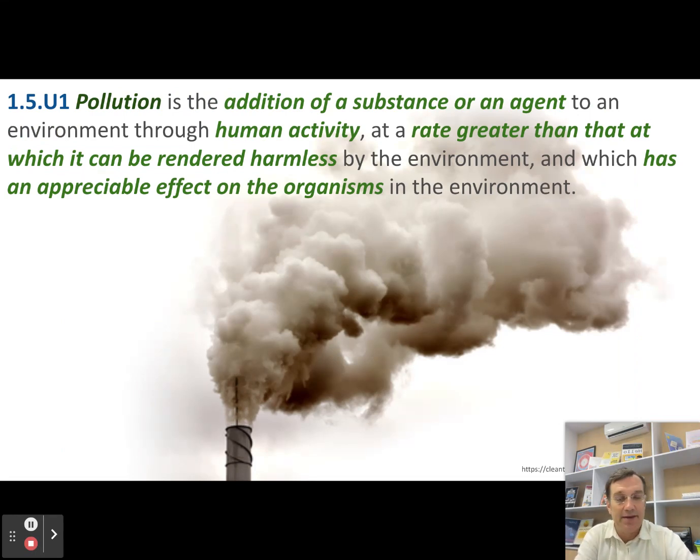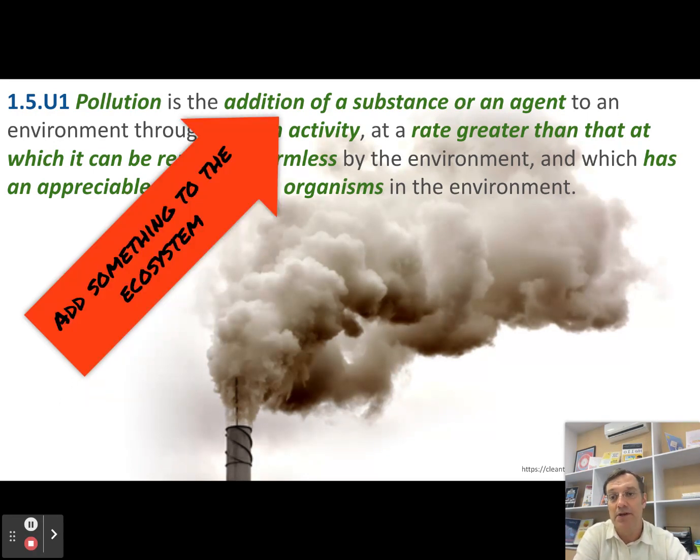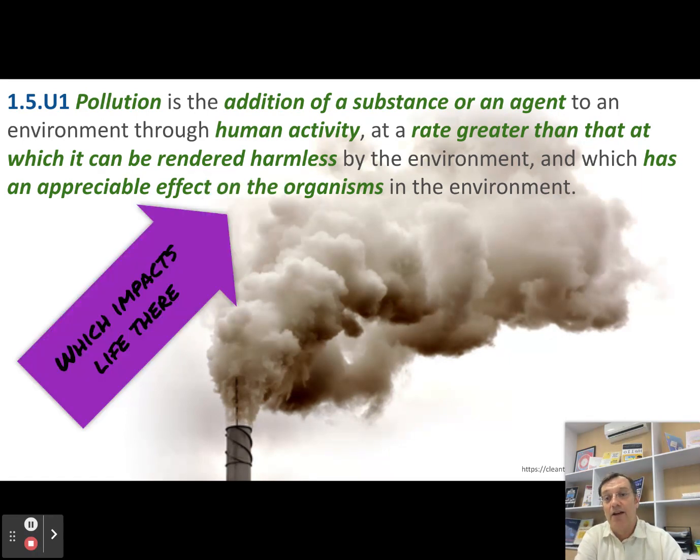When we get into more depth into the definition of pollution, there's really four big elements to it. The first is that it's made or caused by people. The second is that we're adding something to the ecosystem. The third is that we add it to the ecosystem faster than the ecosystem can process it. And fourth, that once we have added it to the ecosystem, it has some type of impact on life there.